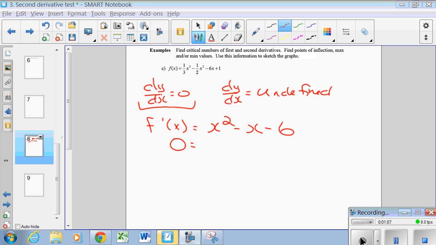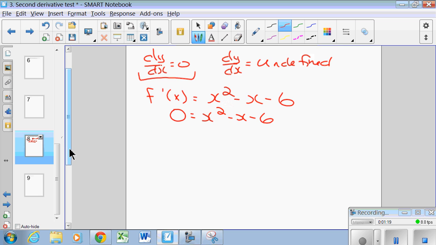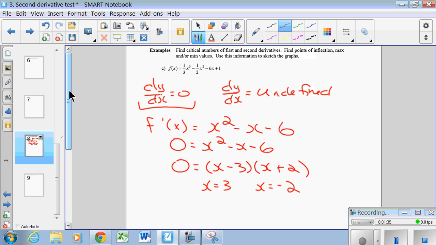No dividing by 0. But again, some of us struggle with communication, and we want to make sure people can follow what you're doing on your page. So don't leave a bunch of gaps in here. Critical number, where is our slope 0? We're just going to factor x minus 3 and x plus 2. So we know our slope is 0 where x is 3, and our slope is 0 where x is negative 2. So that's the kind of thing we want to show in regards to the first derivative.